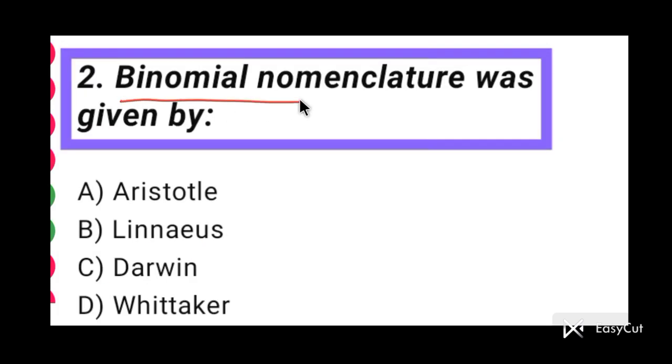Question number 2. Binomial nomenclature was given by Linnaeus. So option B is correct for question number 2. The system of providing a name with two components, one is generic name and the second is specific epithet, is called binomial nomenclature. This naming system was given by Carolus Linnaeus.